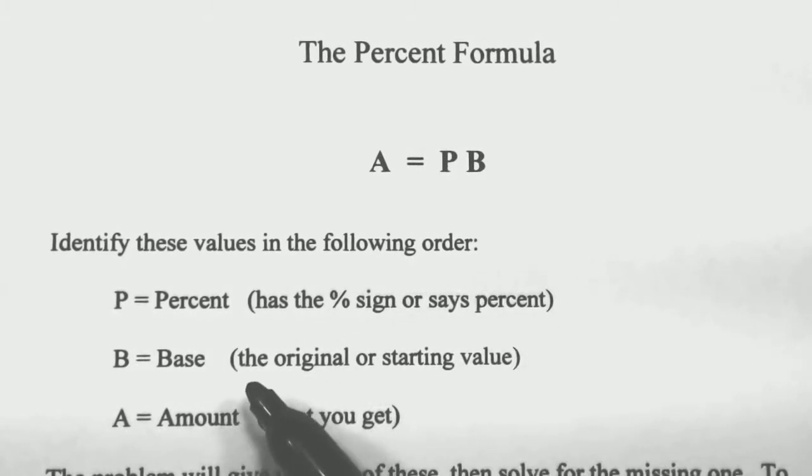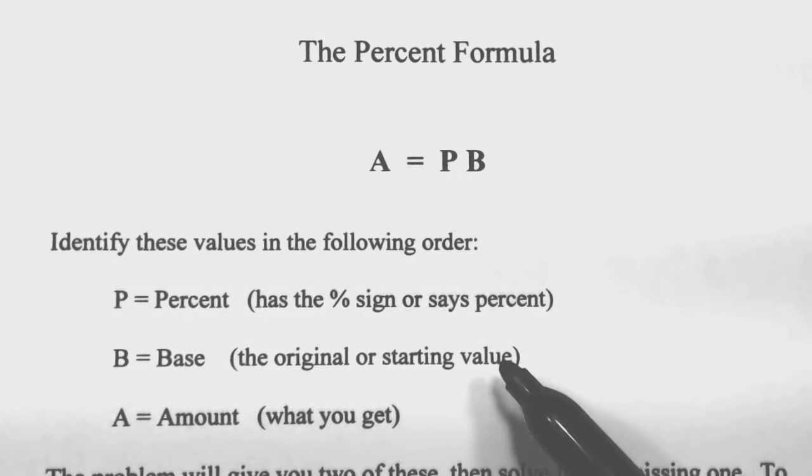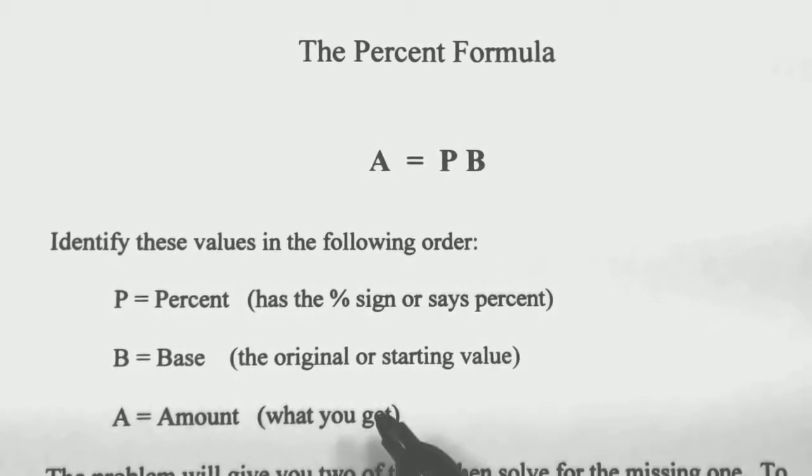After that you identify what the base is. Now this is the critical distinction between the base and the amount, and this is what direct translation doesn't do for you in more complicated percent problems, but here we'll see it's easy to tell. The base again is the original or starting value, the thing you had to know first. That's the base, and then the A is the amount that you get.